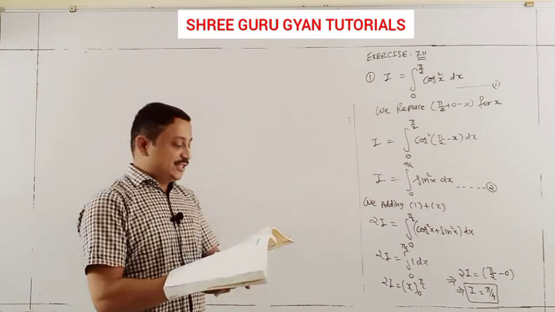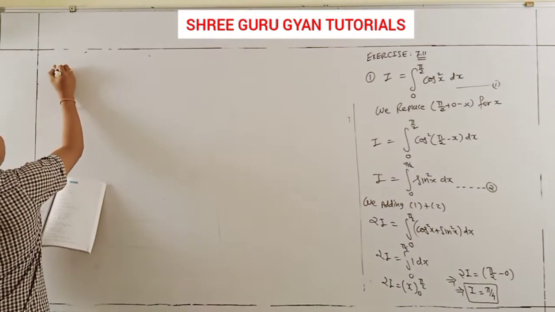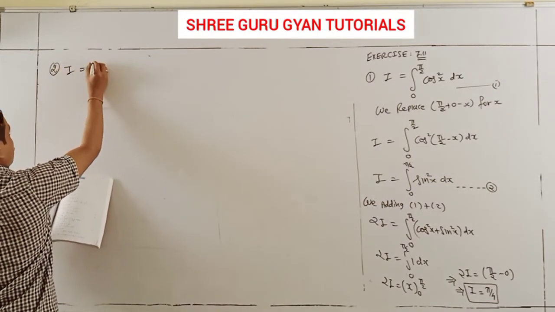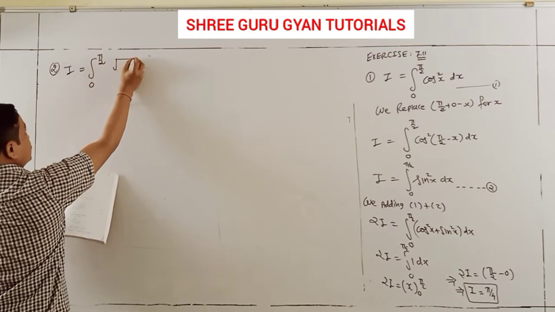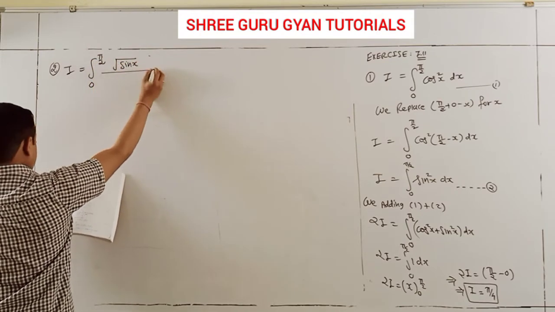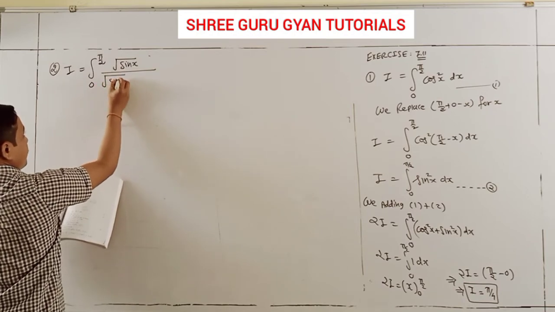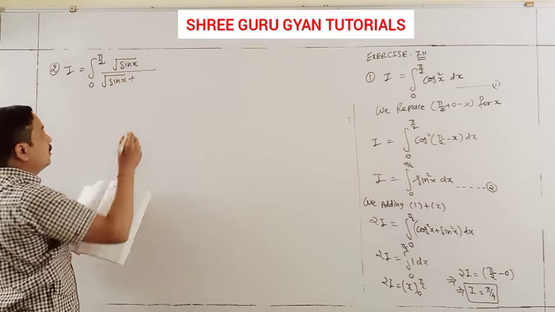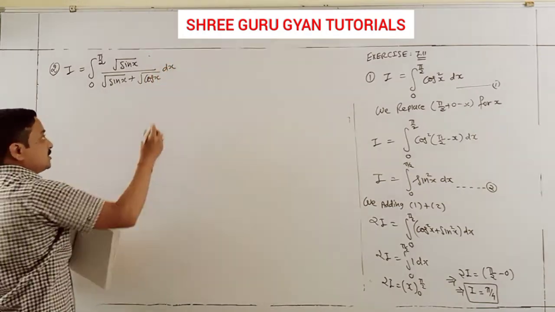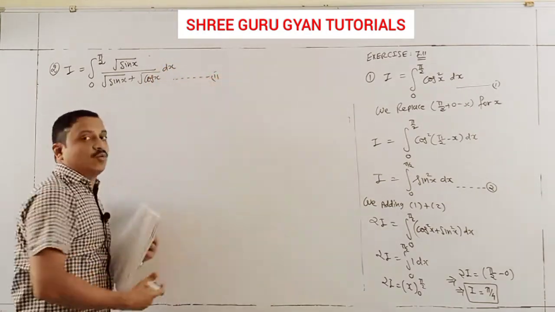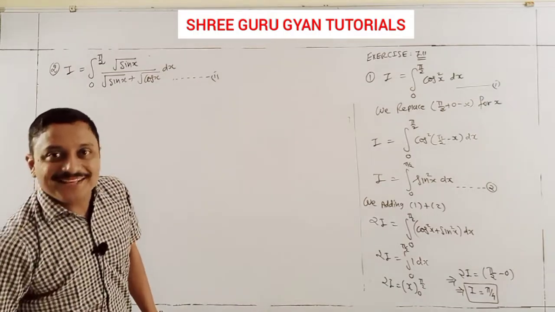So my question 2 is the integration of 0 to pi by 2 of under root sin x, over under root sin x plus under root cos x, dx. Students, here you can write down statement number 1 and start easily.